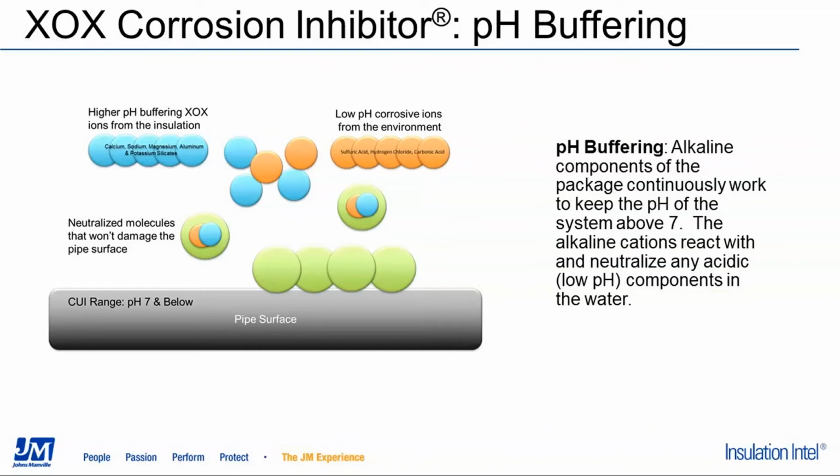So any type of acidic element coming into the insulation system with the water from the outside environment is going to activate the corrosion inhibiting package in the insulation material. The pH buffering is going to try to neutralize the acidic nature of that contaminant coming in and try to keep the chemistry of the insulation system and the chemistry at the surface of the exposed metal at a neutral level, and therefore prevent the opportunity for corrosion to be initiated.